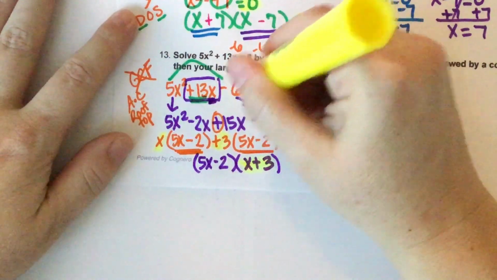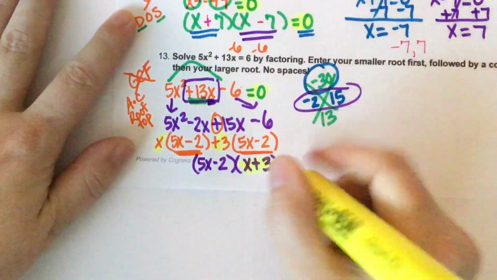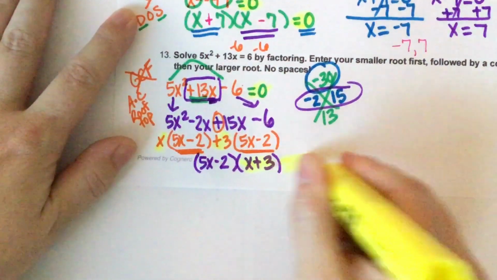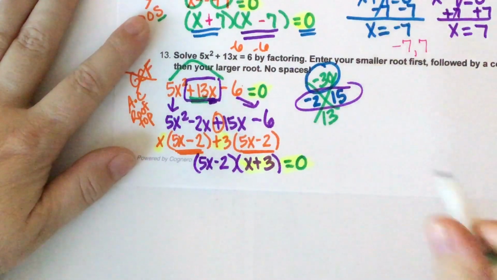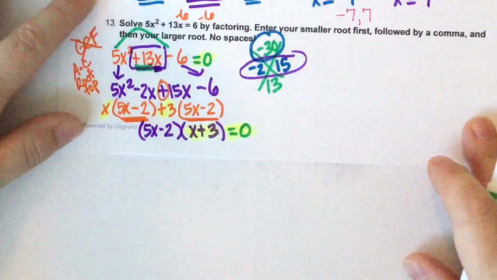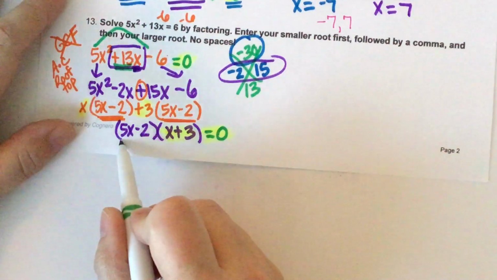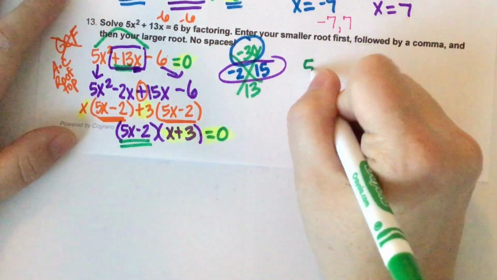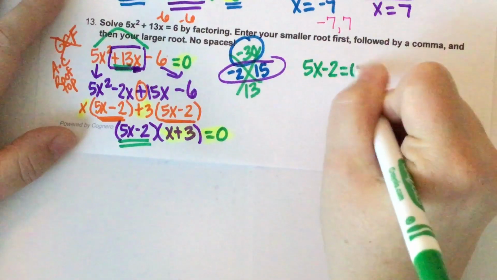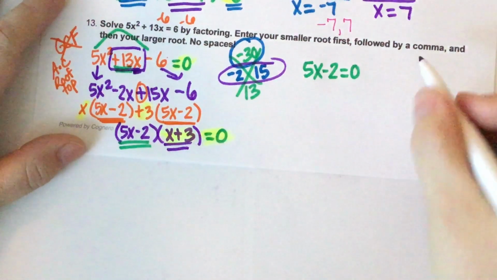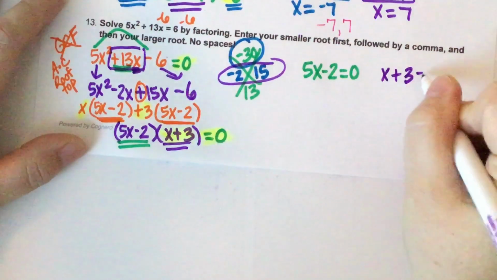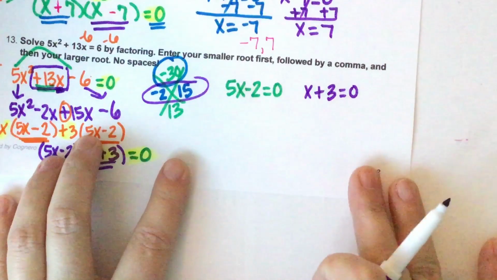Now, if all I was asked to do was to factor, I'd be done. Unfortunately, I was asked to solve. So this equals 0 business, I need to bring that equals 0 business down. And now I need to set each factor equal to 0. So I'm going to take my first factor, 5x minus 2, and set it equal to 0. And then I'm going to take my second factor, x plus 3, and set it equal to 0. And then all I have to do is solve these 2 equations.